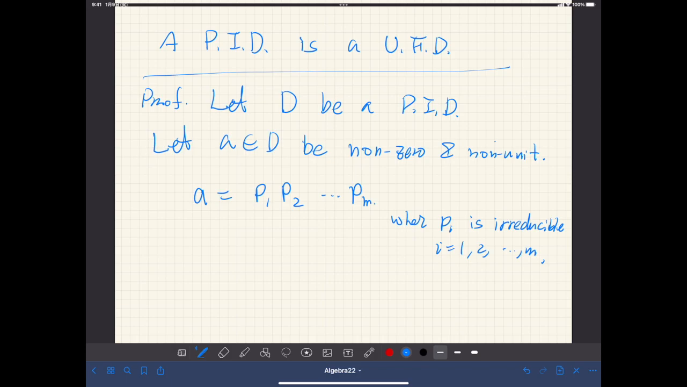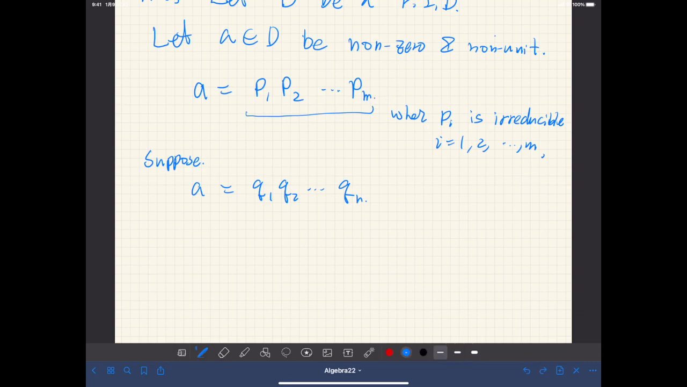Now, in order to show that D is a unique factorization domain, we need to show that this factorization into irreducible elements is unique, I mean essentially unique. So suppose this same A can be expressed in a different way, q1, q2, and so on, qn. We need to show that m is equal to n, and by proper ordering, that p1 is an associate of q1, p2 is an associate of q2, and so on. Then we are done. Of course, those qi's are irreducible too.